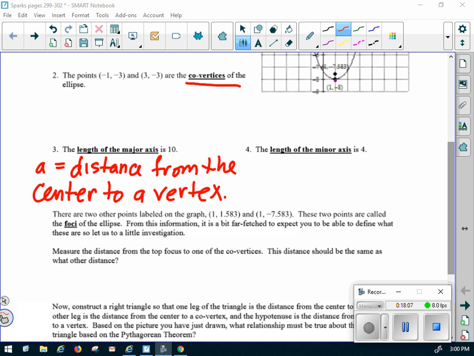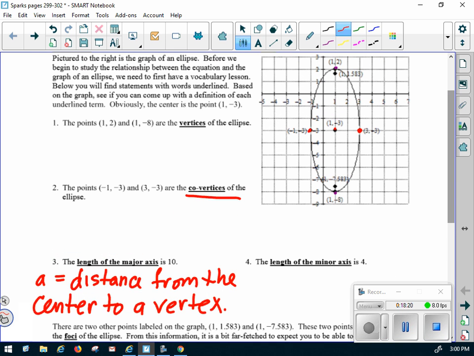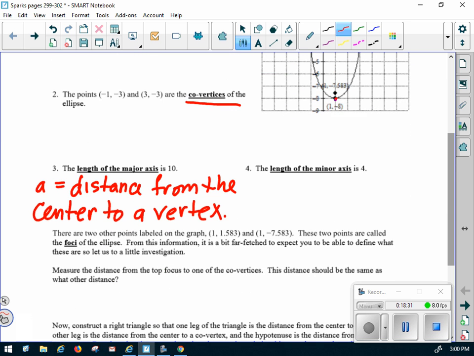So you tell me this, what's the length of the major axis? 2A. If the distance from the center to a vertex is A, from here to here, that's A. And what's the distance from here to here? 2A. So the length of the major axis is 2A.